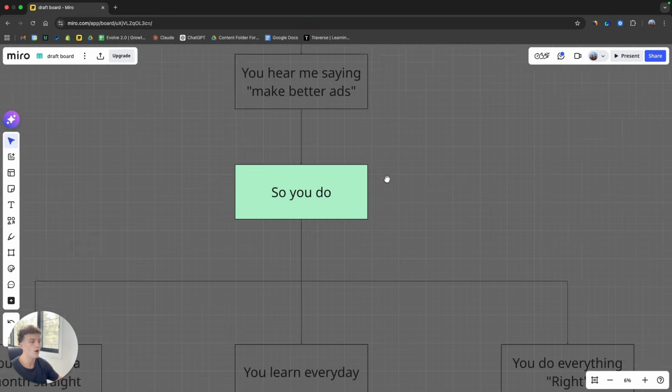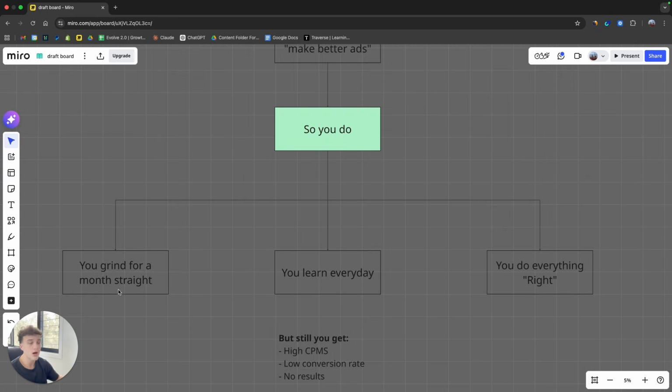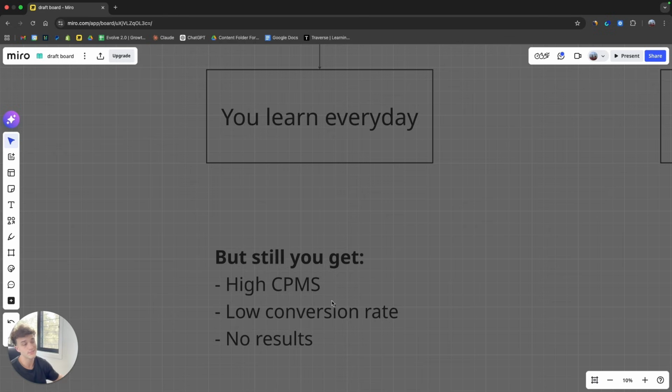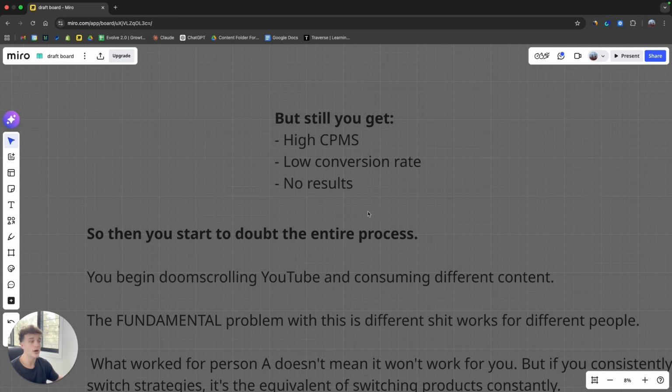So I did. I went out, I was grinding for months, learning every single day. I was doing everything right, but I was rewarded by Zuckerberg with high CPMs, low conversion rate, no results, and just ad account bans. So this is when it's so important to be able to recognize this exact process that most of you are going to go through. Because when you do all this and you keep getting no results, you start to doubt the entire process.